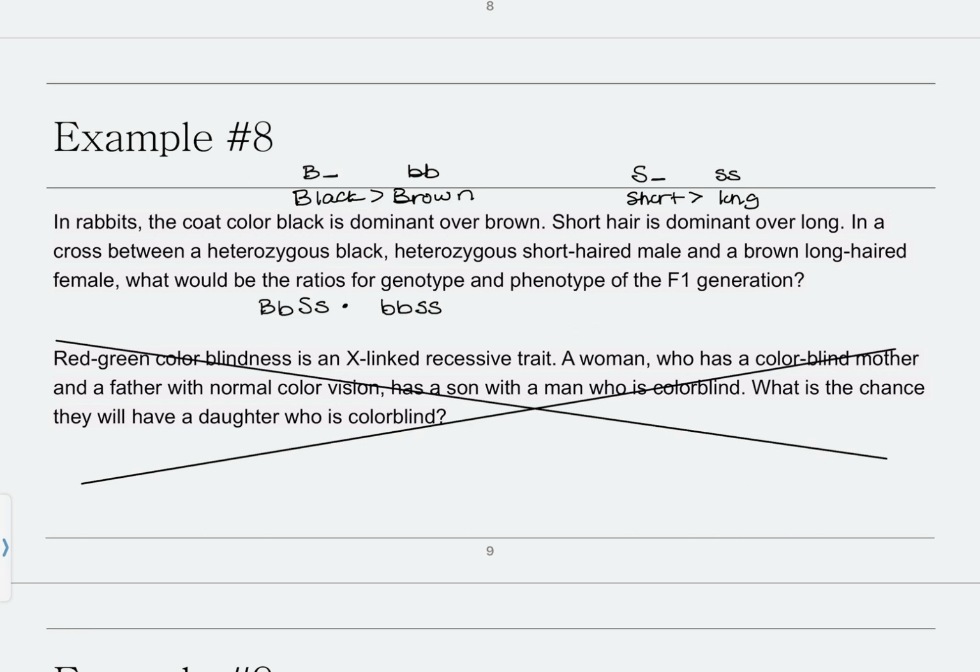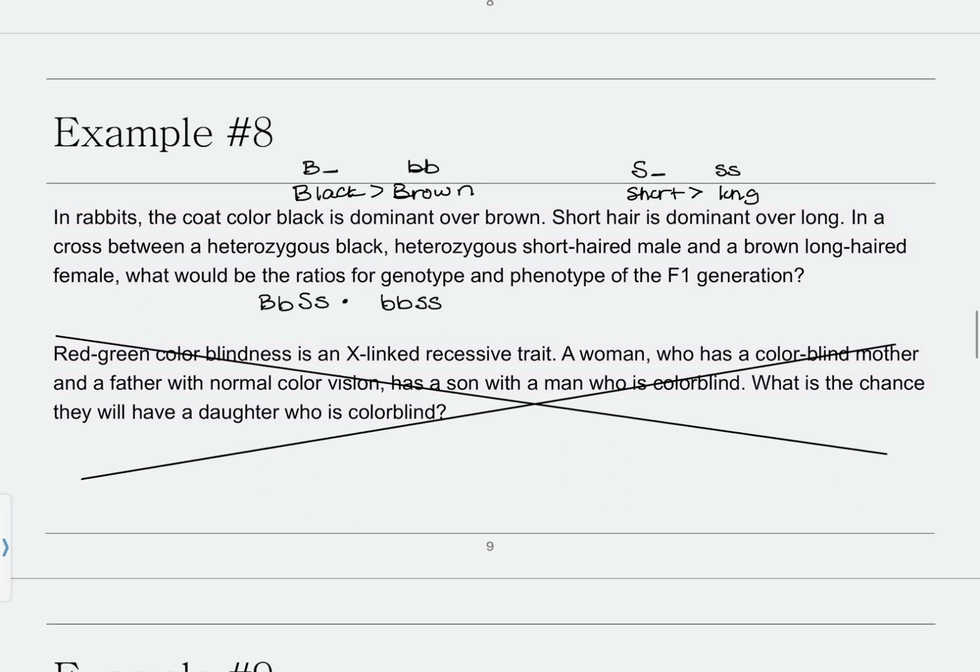So F1 generation just means the first filial generation, meaning the next generation, not the one after that. So we set up our dihybrid cross. You can also do your key. I didn't really leave enough room, did I? Okay, we'll do the key down here.